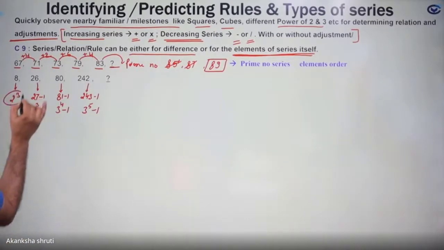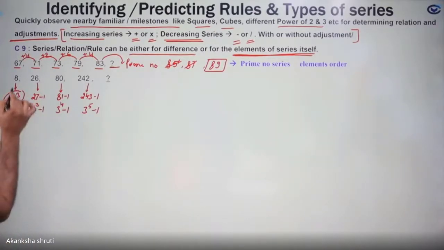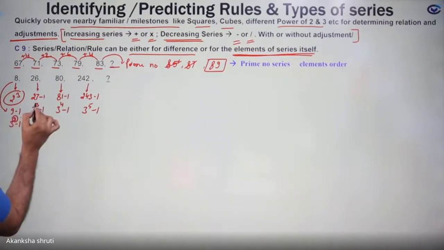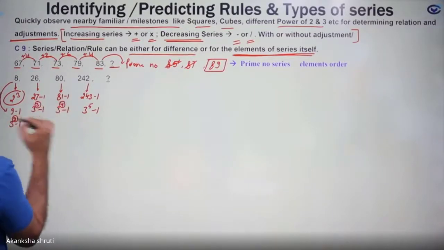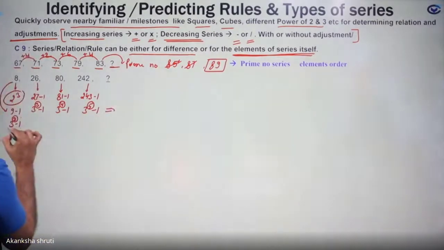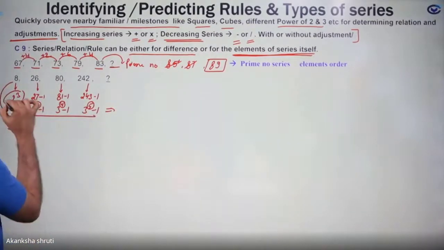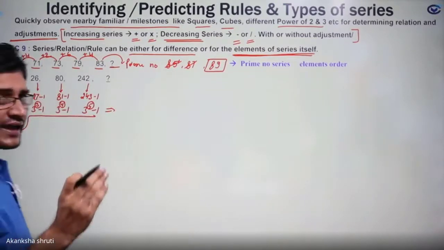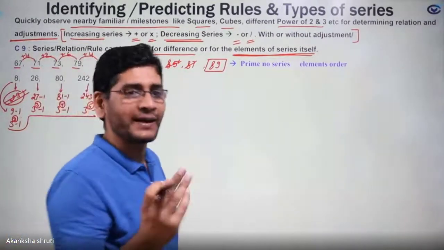So rather than writing this as 2 to the power 3, this 8 can also be written as 9 minus 1. It means this can also be written as 3 square minus 1. Now, observing this, we are getting 3 square minus 1, 3 cube minus 1, 3 to the power 4 minus 1, 3 to the power 5 minus 1. So this way, it appears that this is catching a pattern, but the earlier consideration of 2 cube is not applicable here. This way, we have to adjust with our familiar number.